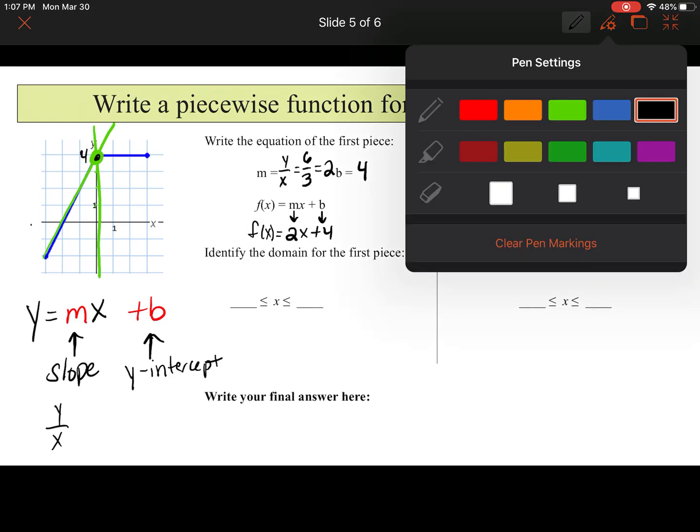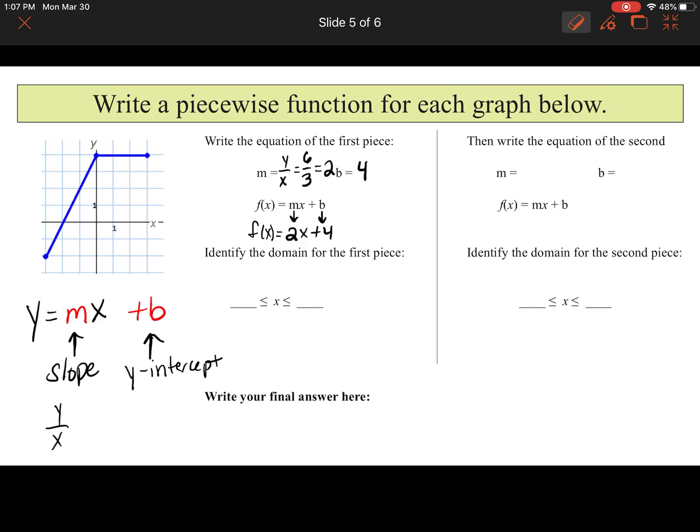Okay, we also have to fill in the domain. The domain for this line, the x values of this line, well, here's my starting point. I go straight to the x-axis, is -1, -2, -3. So it starts at -3 and it ends at x equals 0.